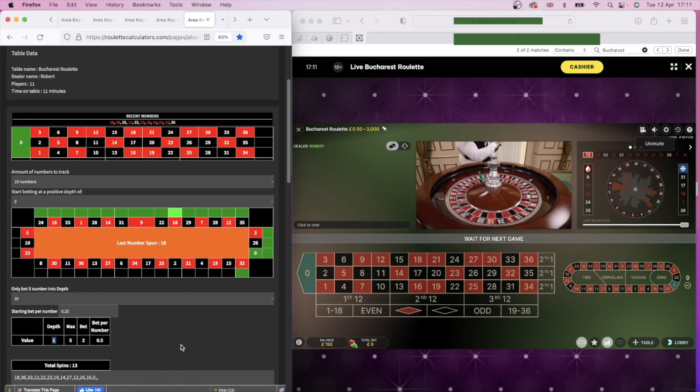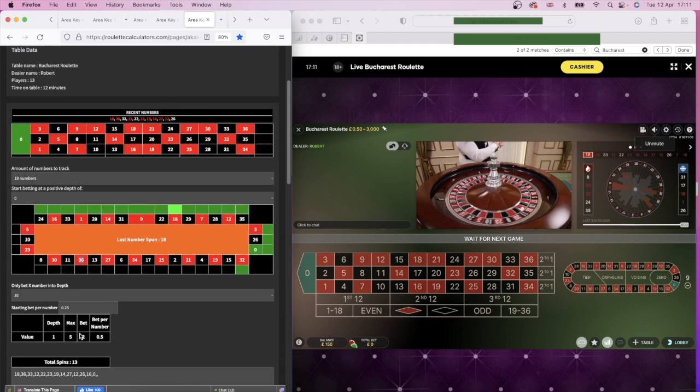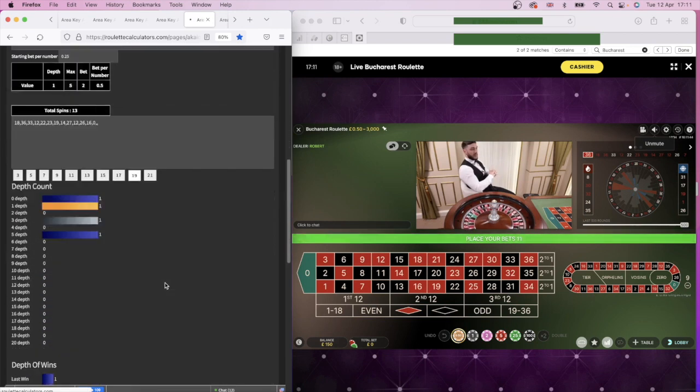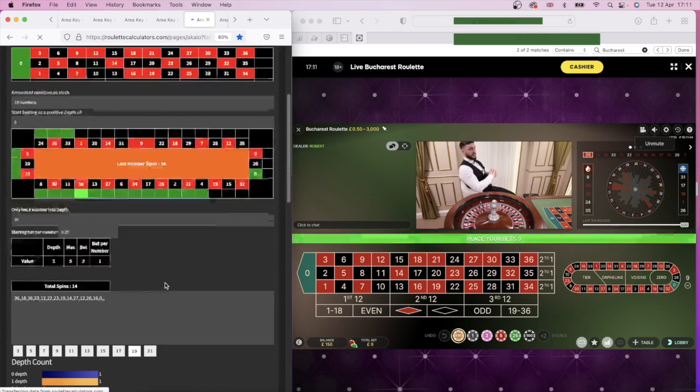Is it going to go straight to the unhighlighted again and start building that depth? Yeah, it looks like it. Looks like it's gone to 36. So again, we're on a depth of 2 now. And this is what I want to see: the negative, the unhighlighted zone, far outweigh the highlighted zone. So it basically means that the dealer is favoring the opposite side to where he's spinning from.